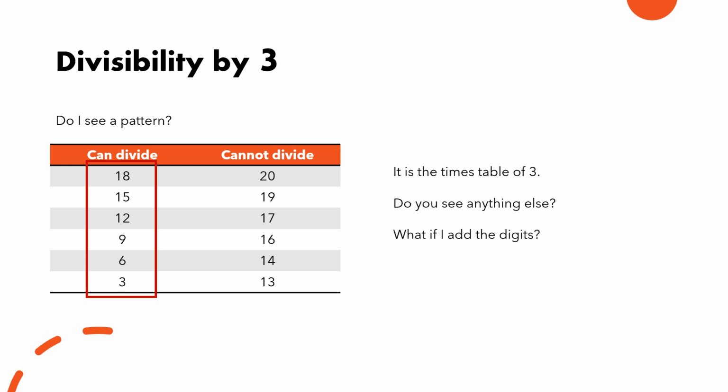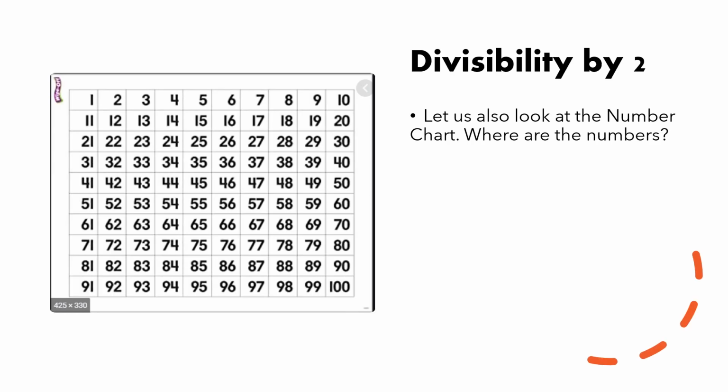What if I add the digits? Can you try adding the digits? 1 plus 8 is 9. 1 plus 5 is 6. 1 plus 2 is 3. What does that look like? They are all in the 3 times table. So it is the sum of the digits which is divisible by 3, which makes it divisible by 3 itself.